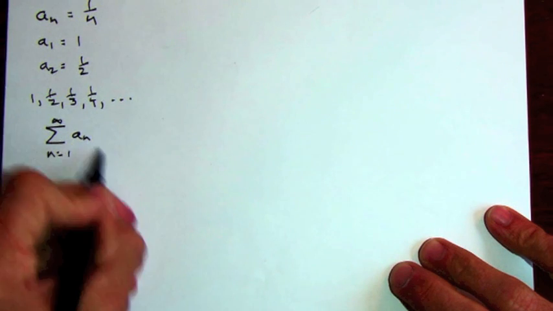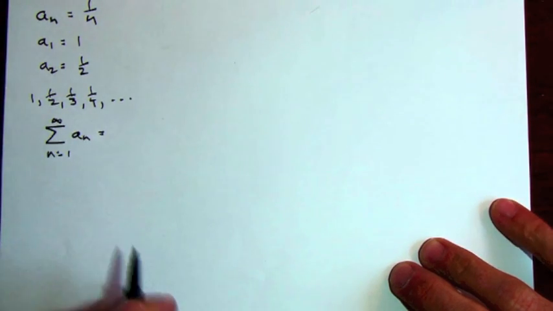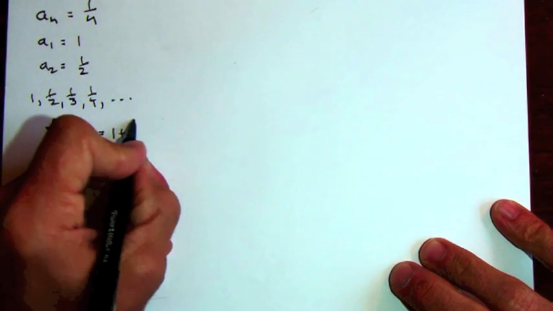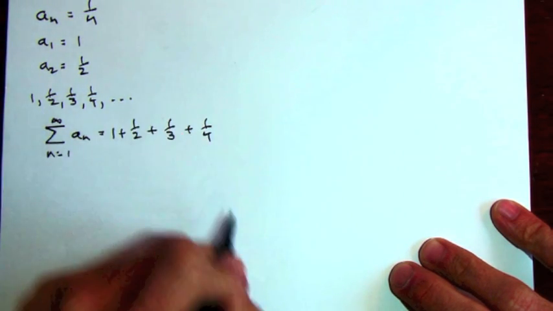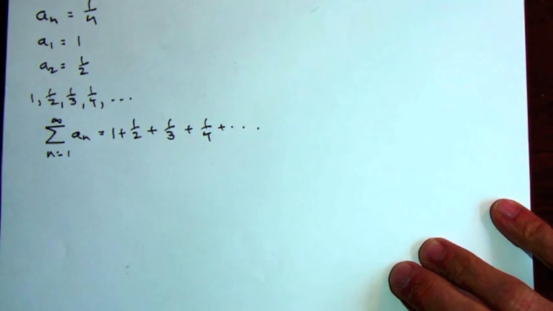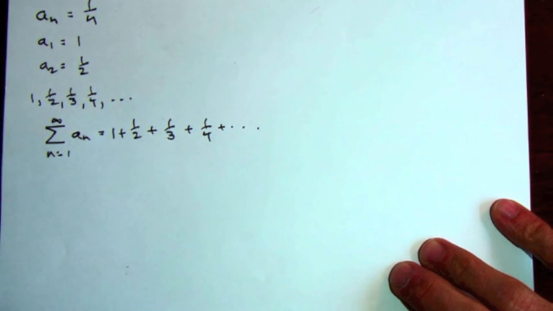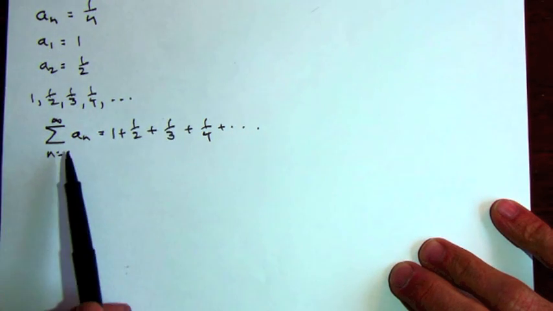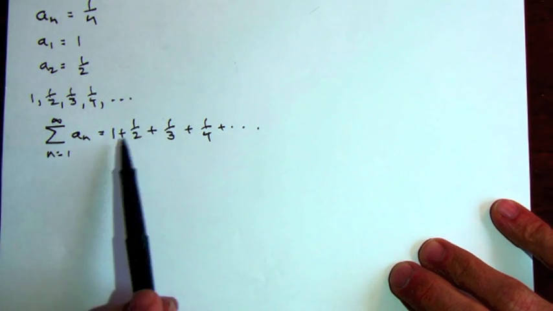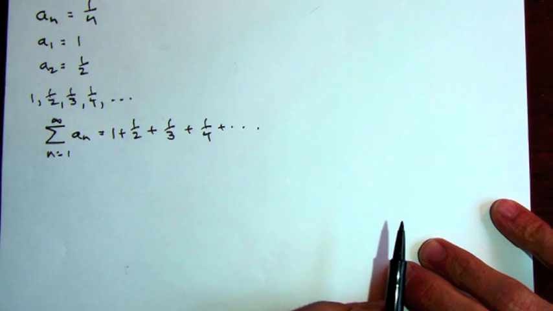So what we're going to do there, instead of just having a list of numbers, we're going to add them up. 1 plus 1/2 plus 1/3 plus 1/4, and so on. And we can just keep adding all the way to infinity, even though infinity is not a number, just keep adding and adding and adding. Obviously, the limit of this sequence goes to 0. The open question is whether or not, when you add up all the terms of the sequence, that's going to be a finite number or not.